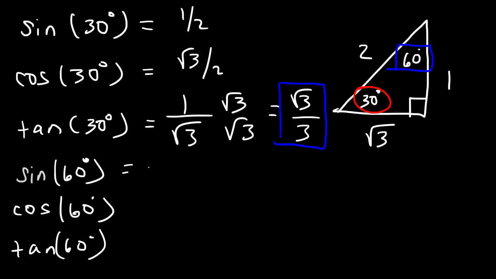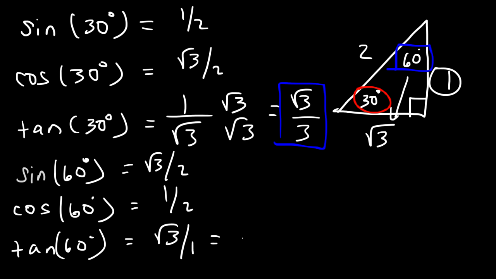So sine 60 is the square root of 3 divided by 2. Cosine 60, that's going to be adjacent divided by hypotenuse. So cosine 60 is 1 half. Tangent 60 is opposite over adjacent. So that's the square root of 3 divided by 1, which is simply the square root of 3.